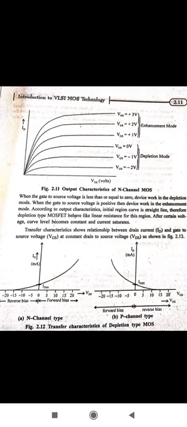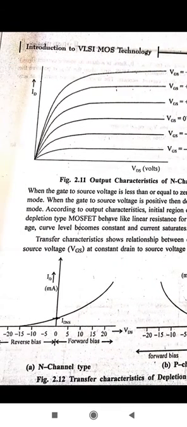That depends on the majority carriers, the electrons, increasing or decreasing in number, which depends on the application of the gate voltage at the gate to source terminal. And in the next slide, in the same way, I will explain the transfer characteristics.